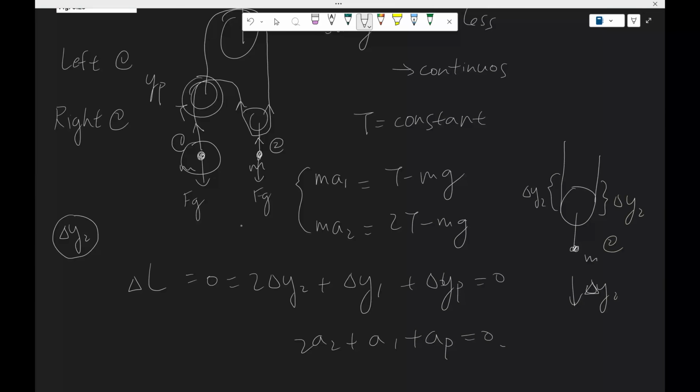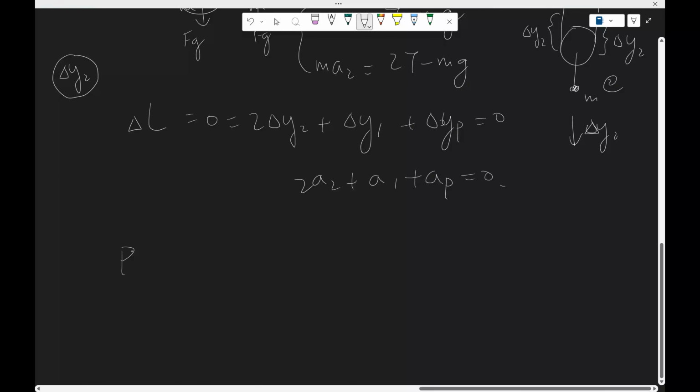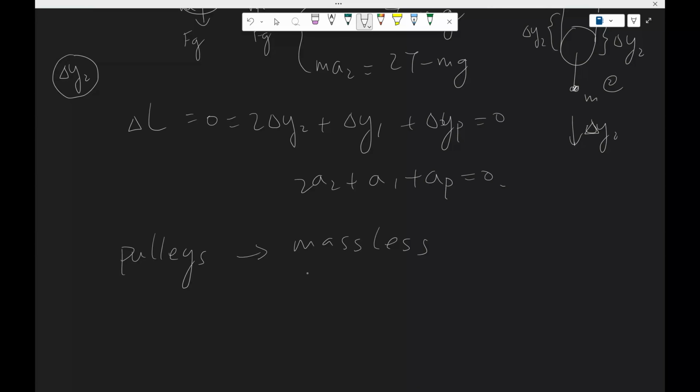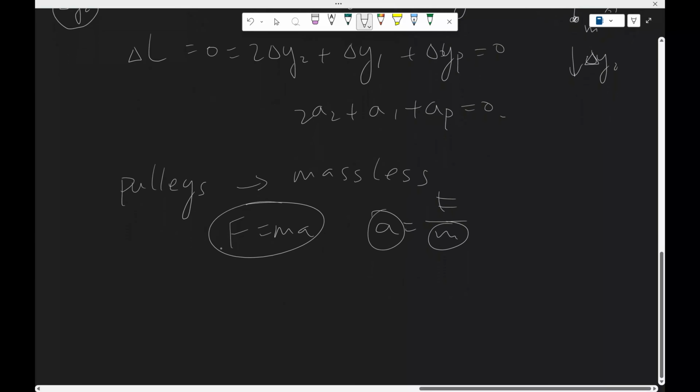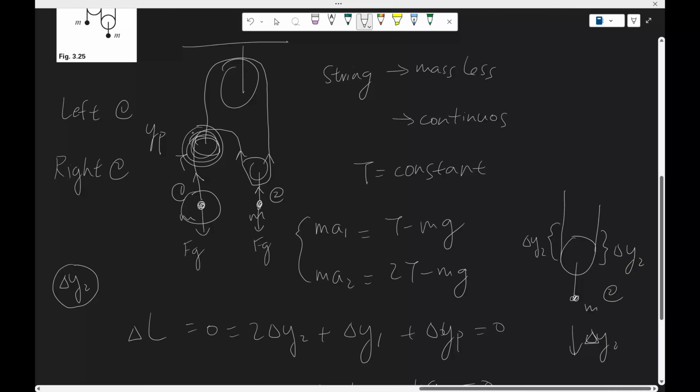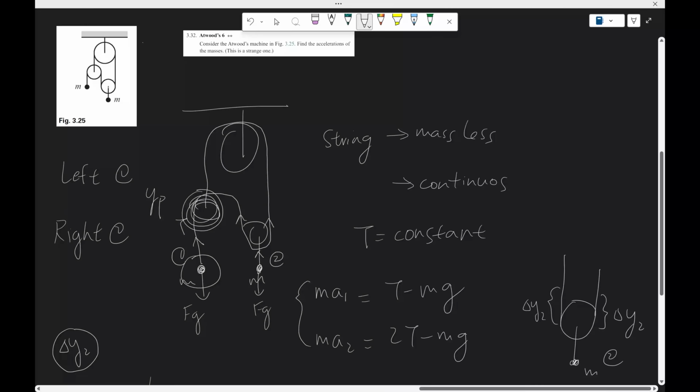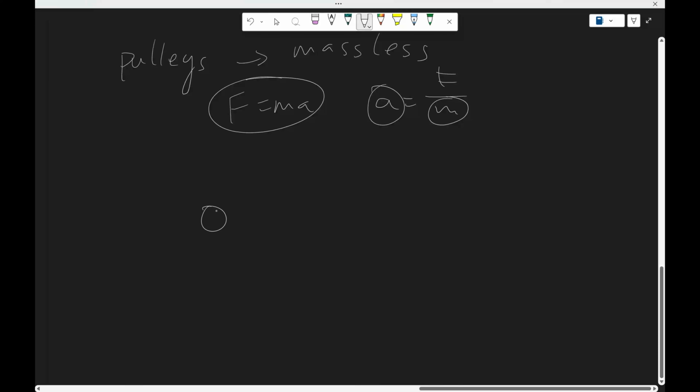What do we know about these pulleys? Well, these pulleys are massless. So what does that imply? Well, that implies the net force on these pulleys is always 0. Because otherwise, for this equation, a equals F over m, m is 0. And if there's a finite net force on it, then this acceleration would be infinite, which is impossible and wrong. So let's look at this pulley here, the second pulley. What do we know about this pulley?